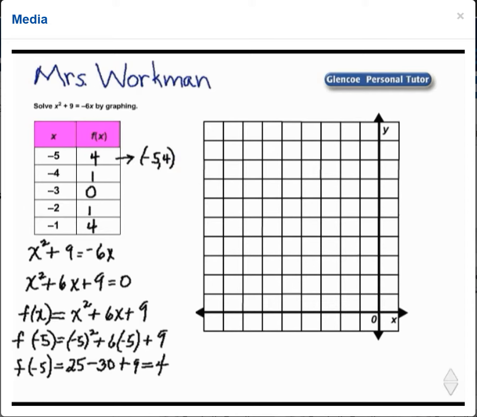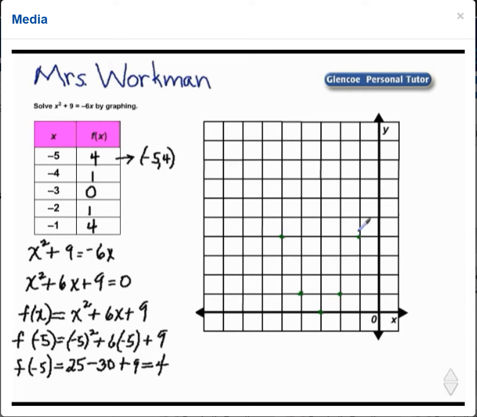Let's plot these ordered pairs. Negative 5, 4. 1, 2, 3, 4. Negative 5, 4 is here. Negative 4, 1 would be here. Negative 3, 0 right on the x-axis. Negative 2, 1. And negative 1, 4. Now we've plotted the points.